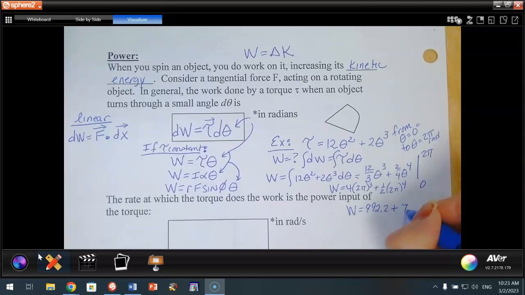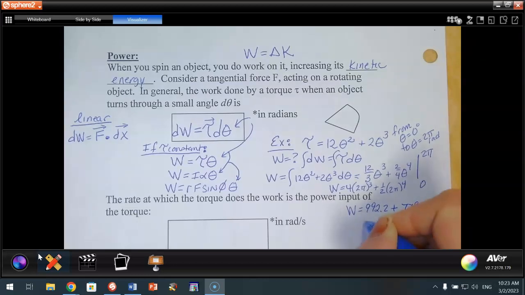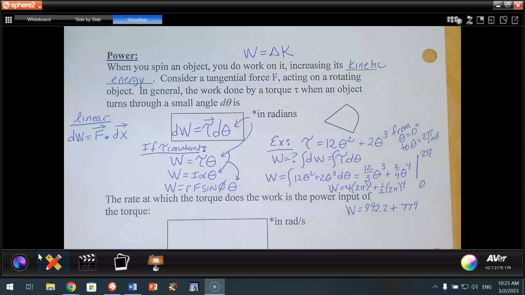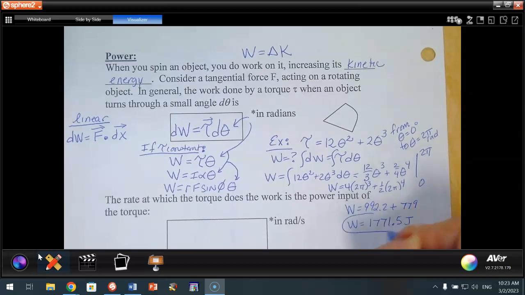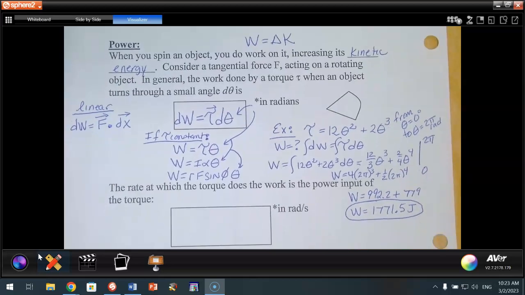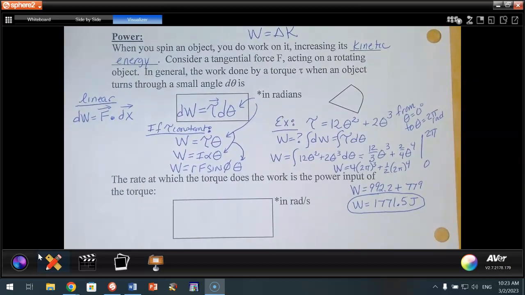This would be 779. So then add those two together, and I get that work is 1771.5 joules. So it's still measured in the same unit that it was measured in before. So this is how you would have to calculate the torque if it varied based on angle.